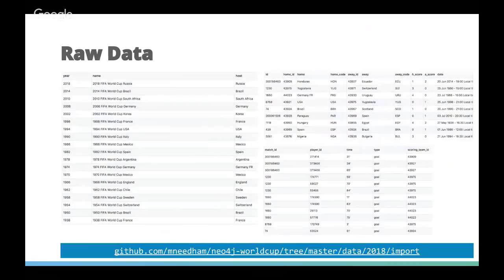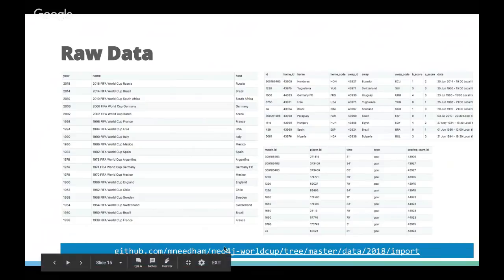This is what the raw data looks like. We just get some CSV files. On the left, we've got the World Cups. You can see we get a year, we get a name for the World Cup, and it indicates who the host is. If we come up to the top right-hand side, these are the matches. And then down here, we've got different events that can happen in the match.